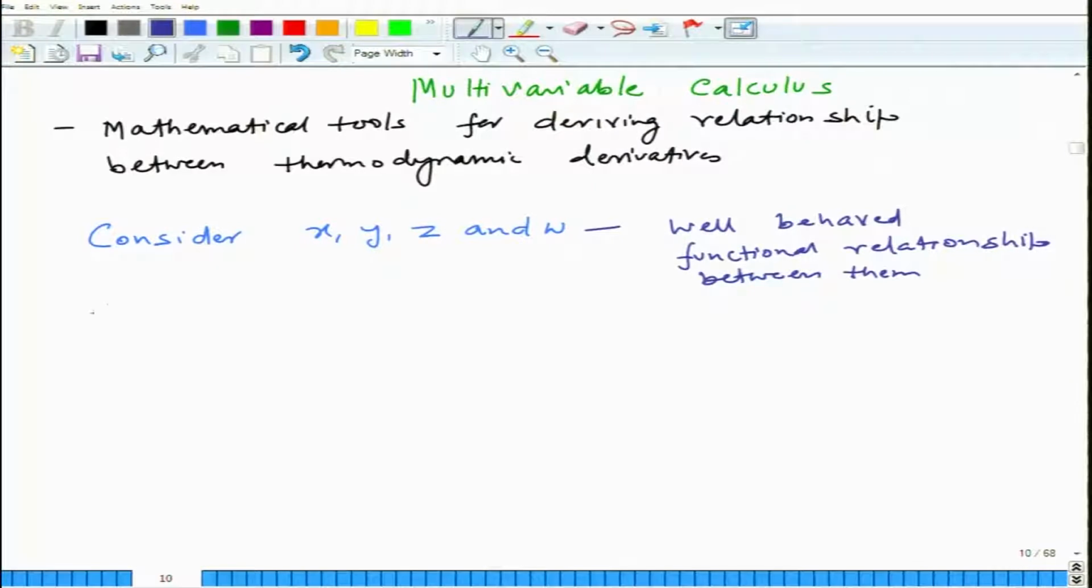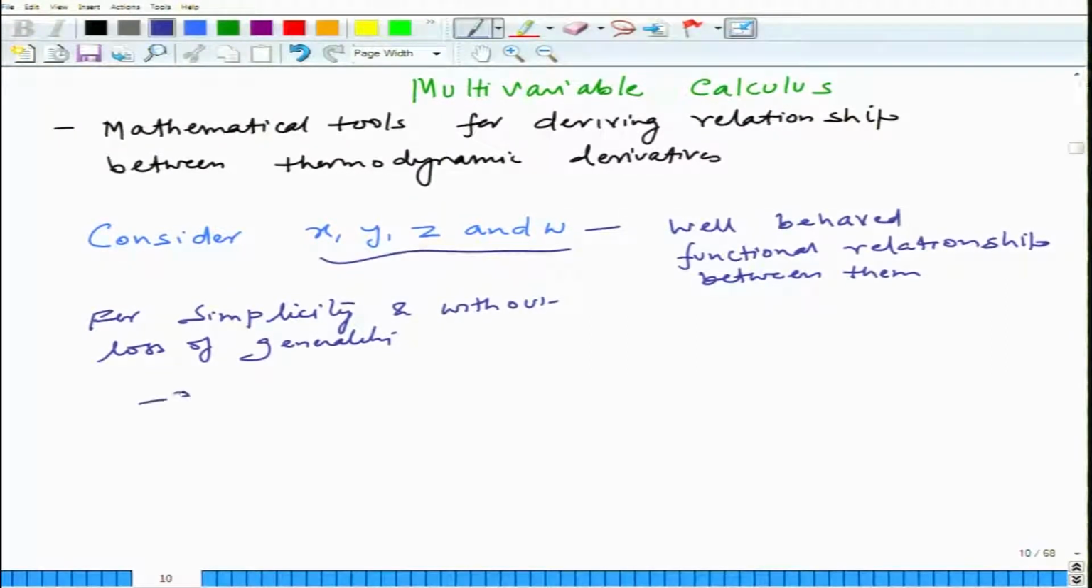So, for simplicity and without loss of generality, we will assume that among the 4 there are 2 independent variables. Okay. Any 2 of them can serve as independent variables. Then the following general mathematical relations can be used often in manipulating derivatives of the functions, which are commonly used in classical thermodynamics.